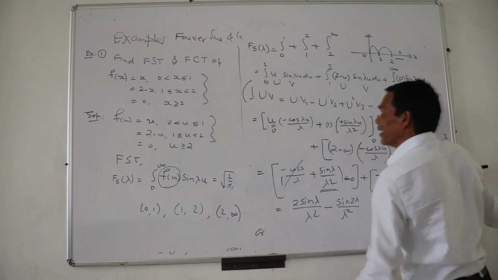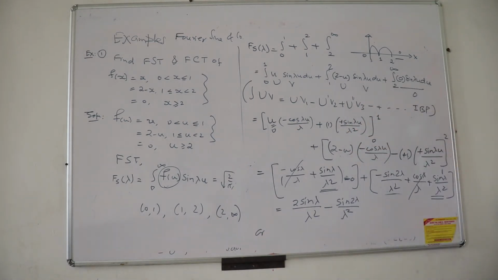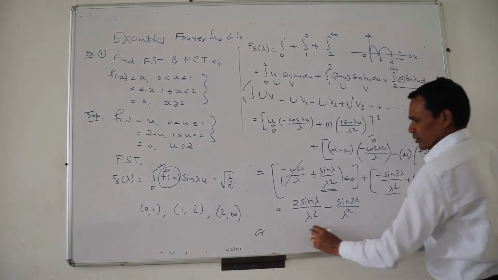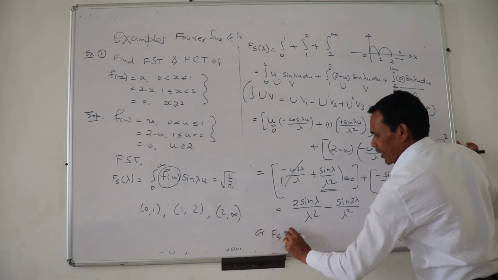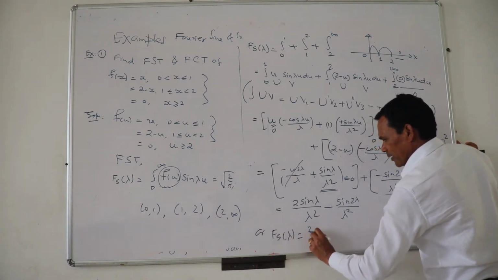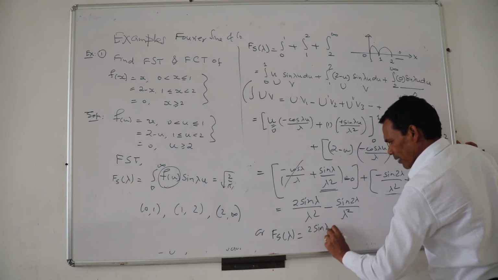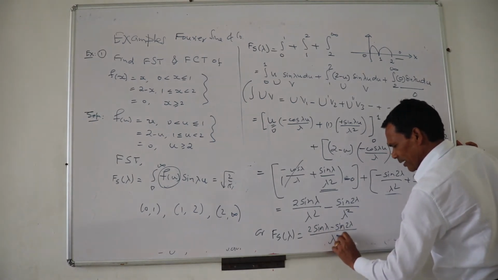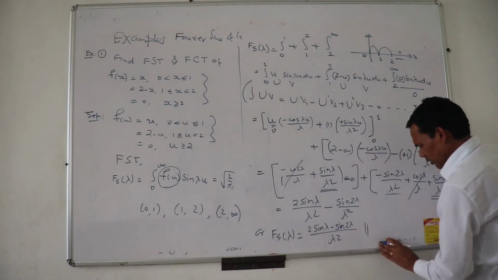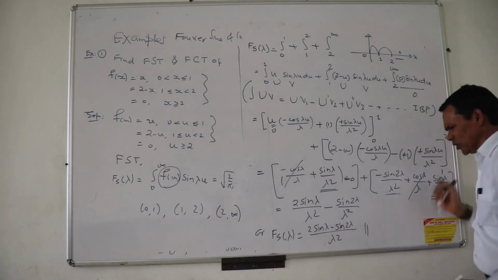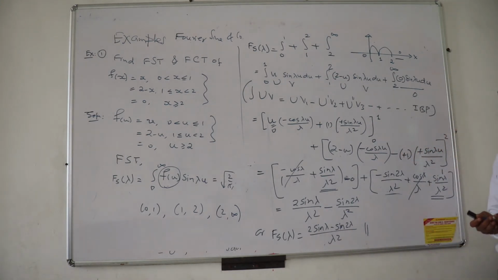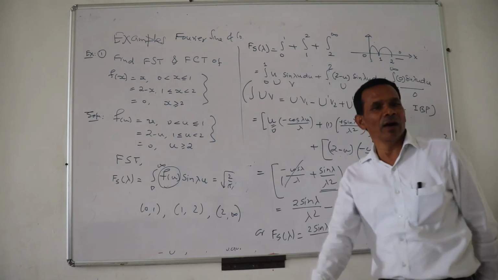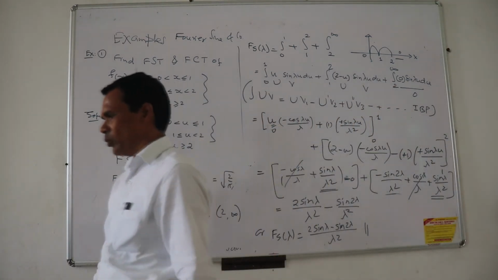Or I can write this as fs lambda is equal to 2 times sine lambda minus sine 2 times lambda, divided by lambda square. So this is your required image function, or the required frequency function for this particular signal, or this is the required Fourier transform.